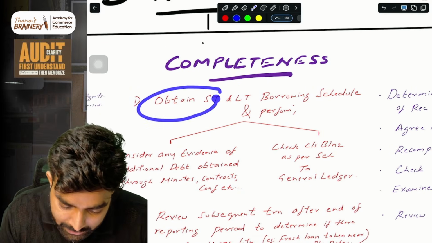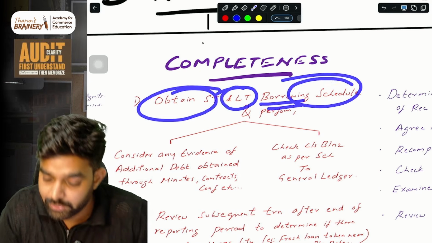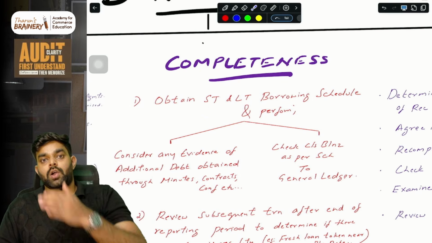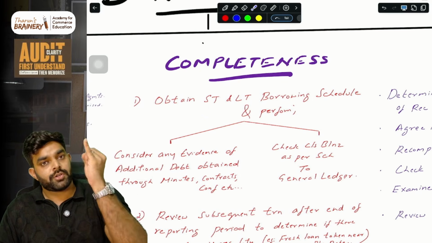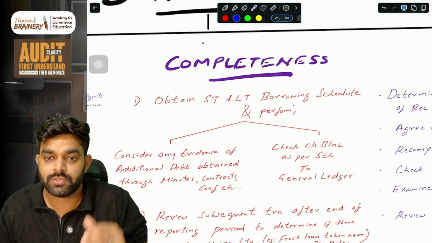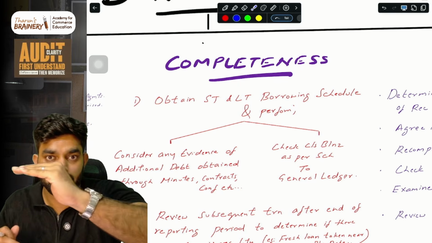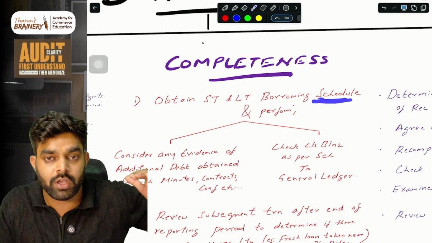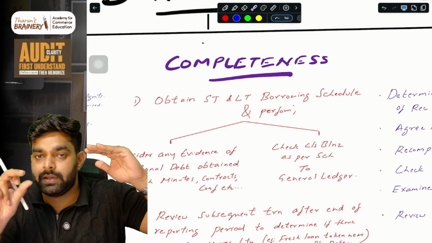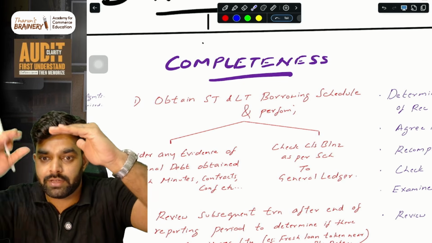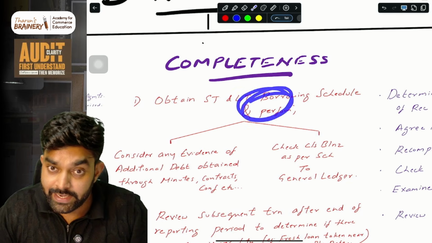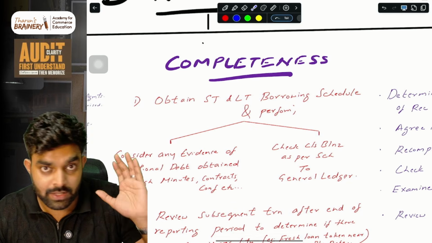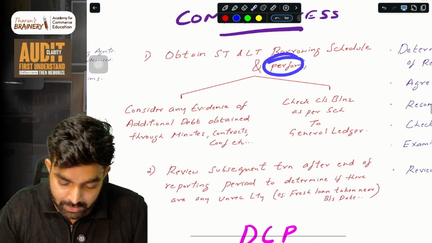Very easy. Obtain the short-term and long-term borrowing schedule. Ask the company, give me a schedule of your short-term loans and your long-term loans, all the short-term loans in one and all the long-term loans in another. In the schedule of borrowing, it will be written per month how much EMI is there, how much is paid, or what is outstanding. Everything will be properly written. That schedule you have to ask from the company, and then perform these procedures.